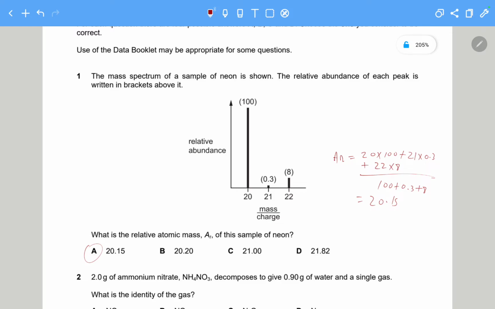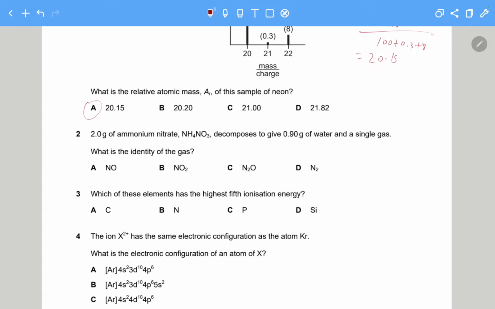Then question 2. A 2 gram sample of ammonium nitrate decomposes to give 0.9 grams of water and a single gas. What is the identity of the gas? So we write down a tentative equation, because we don't know the identity of the gas yet. So this is H2O plus question mark.